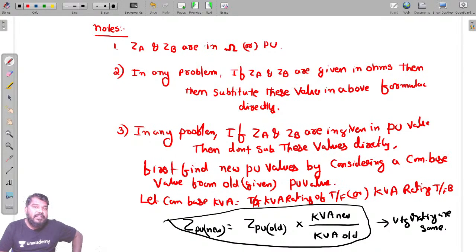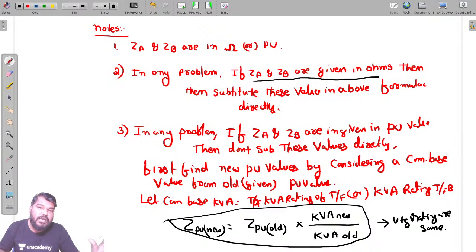If ZA and ZB are given in ohms, there is no problem. You can substitute these values in the above formulas directly to get the load shared by each transformer. But if ZA and ZB are given in per unit values, there is a difficulty. So what we have to do first is find the new per unit values by considering a common base kVA, from the old given per unit values.